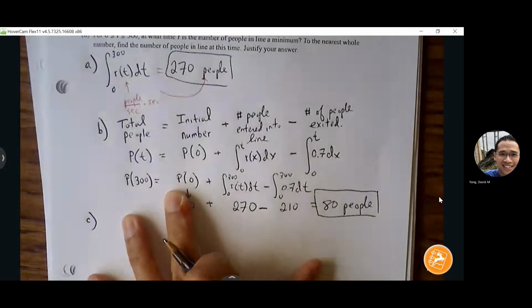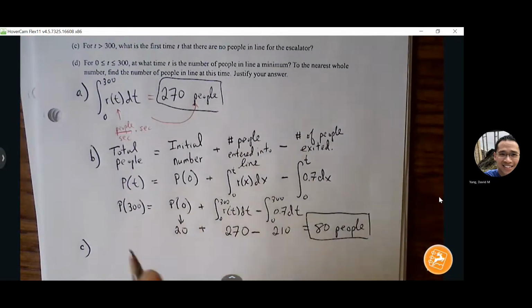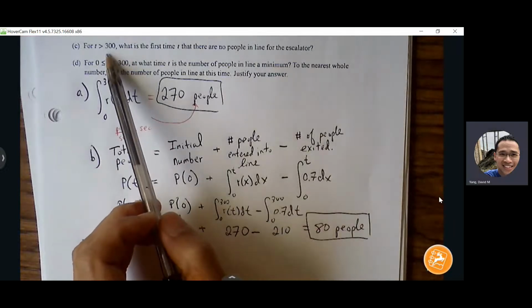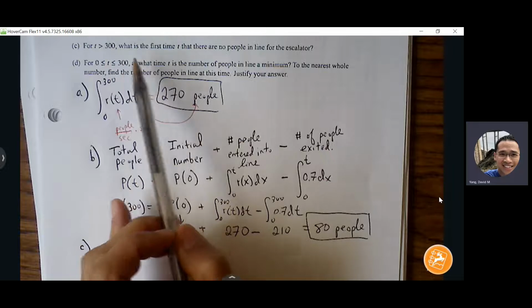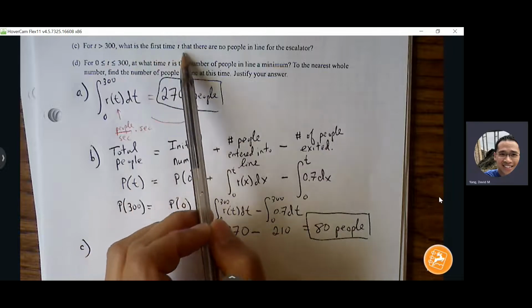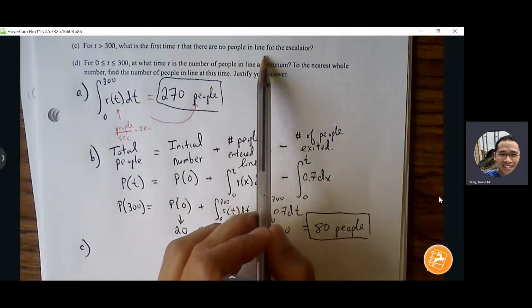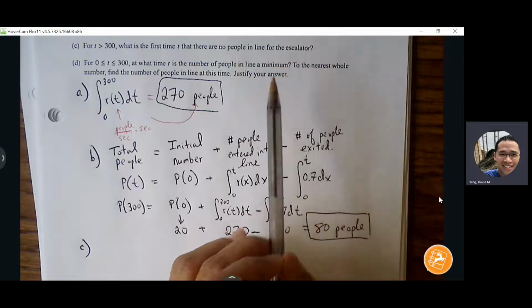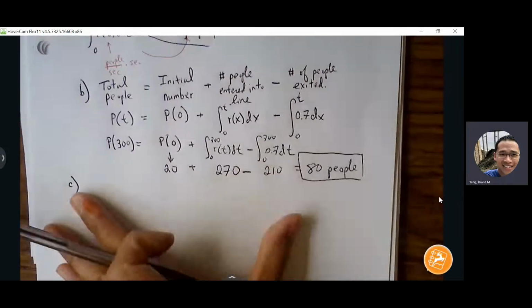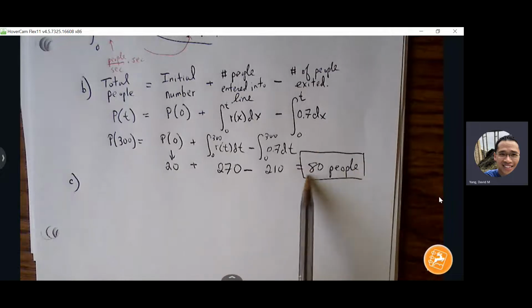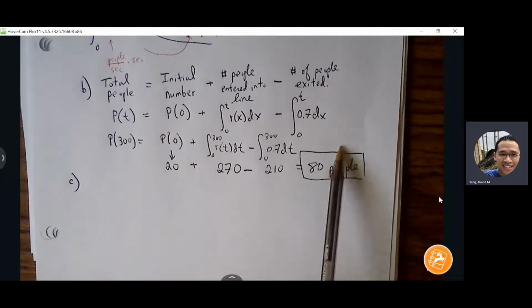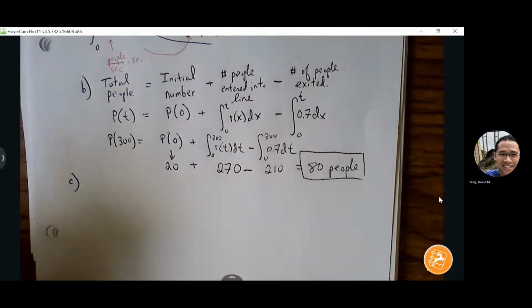Part C, after 300 seconds, there's no more people entering into the line to ride the escalator. What is the first time t that there are no people in line for the escalator? So we want to basically figure out after 300 seconds, there are no people entering in. How long will it take for 80 people to clear out and completely clear out of the escalator?